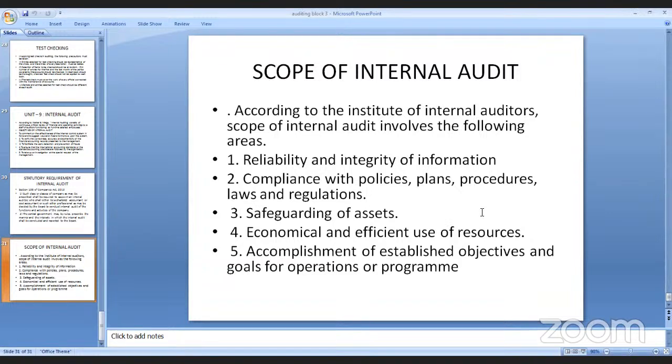Next, accomplishment of established objectives and goals for operations or programs. Internal audit focuses on the objectives of the business concern. So, the auditor will check whether the objectives are being met or not, whether the objectives are working in the business or not. If there is any gap, the auditor will communicate the same and give suggestions to the business organization.